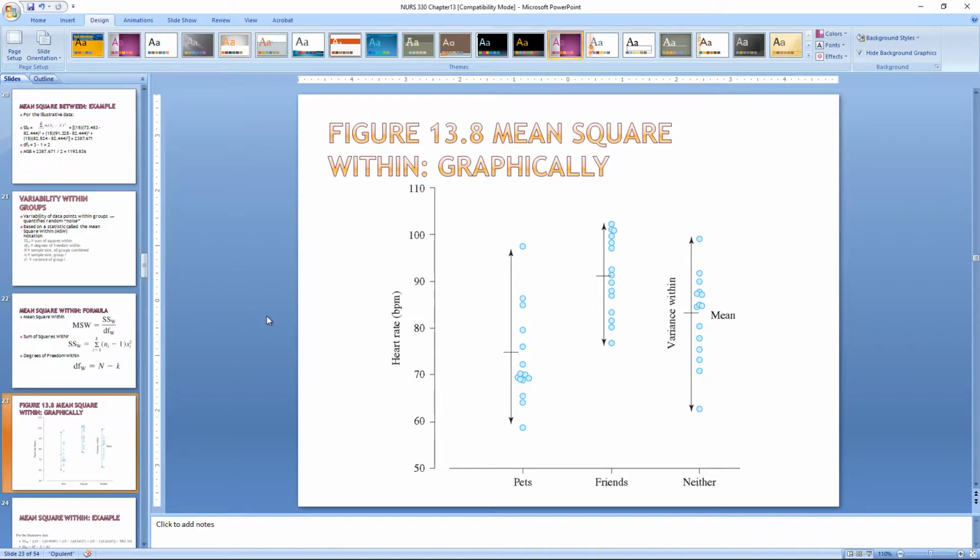Once again, since we're measuring each group and the variability within each group, this is a visual representation of each group. As you can see, here's pets, friends, and neither, the middle marker being the average point within each group and where the data points lie in comparison to the average.